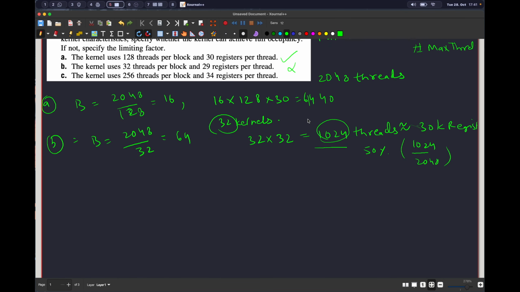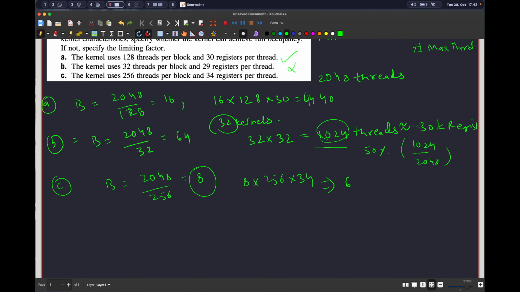The kernel uses 256 threads per block and 34 registers per thread. So in the case C, the blocks will be 2048 by 256. It is how much? I can do it easily by hand, but I don't want to stress it. 8, which is well below our limit. Since the number of maximum blocks we can have is 32, right now we only require 8 of them. The total number of registers required would be 8 times 256 times 34, which is, let's check.